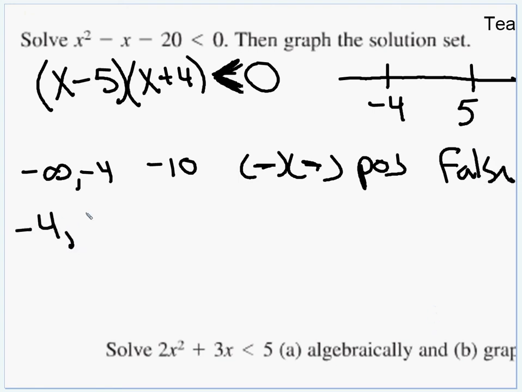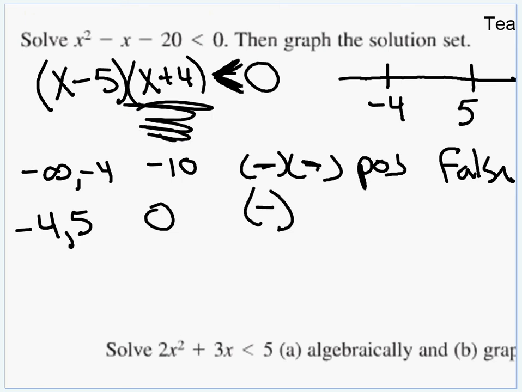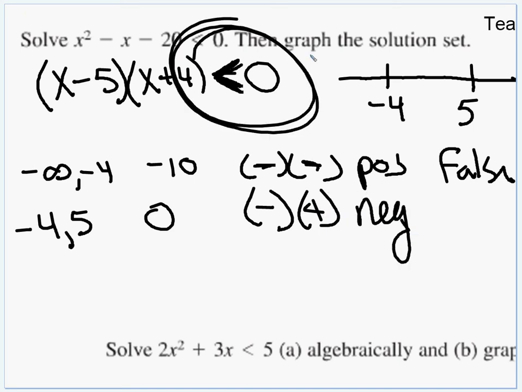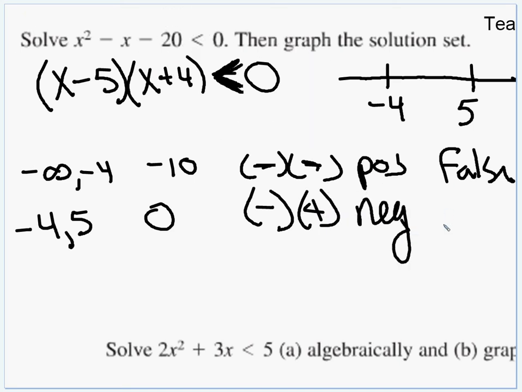Next up, negative 4 to 5. We can use good old 0. 0 minus 5 is negative. 0 plus 4 is positive. A negative times a positive is negative, and are negative numbers less than 0? You betcha, true. So we can color in that interval from negative 4 to 5. Again, it's a strictly less than inequality, so we would use parentheses, no brackets, and color in between.